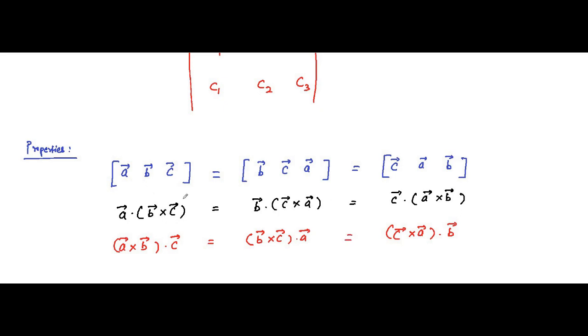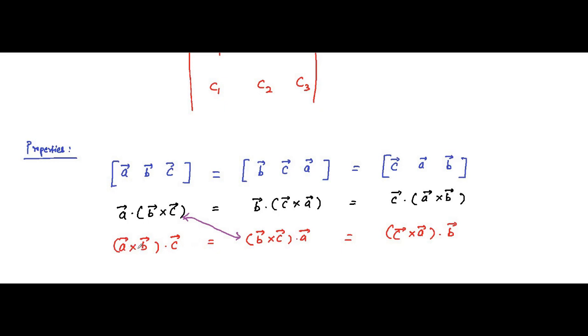Now here an interesting thing: here A vector dot B vector cross C vector in the first way, and here we have B vector cross C vector dot A vector in the second way. These two are the same because dot product is commutative. The order of the vectors does not matter because B vector cross C vector will produce another vector. So basically it is the dot product of two vectors.